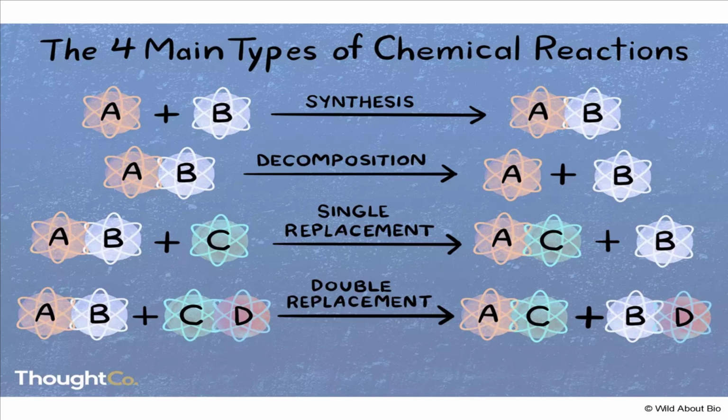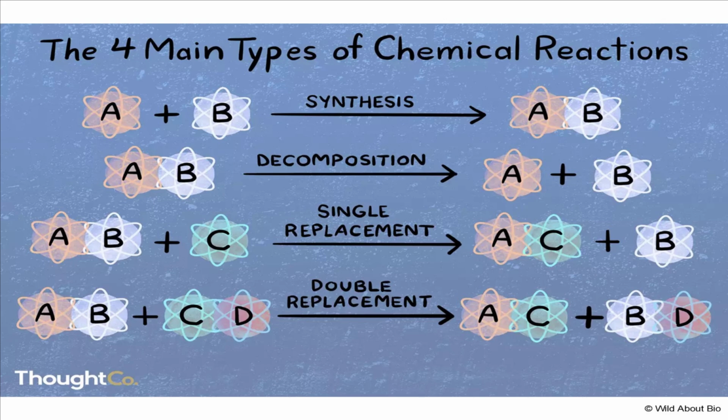Here's a snapshot of the 4 major types of chemical reactions you'll see in biology and chemistry. Let's break them down one more time, with visuals to help lock it in. Synthesis reaction. This is when 2 or more atoms or molecules combine to form one larger product. Think of it like building a Lego tower, simple pieces coming together. For example, hydrogen plus oxygen yields water, H2 plus O, H2O.